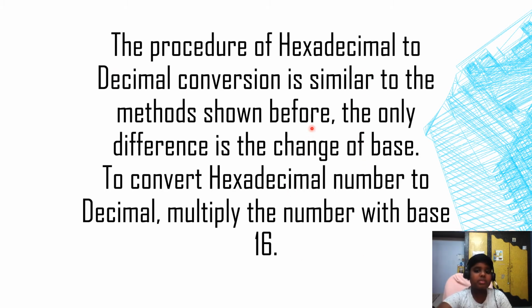To convert hexadecimal to decimal, multiply the digits with base 16: something into 16 to the power of 0, something into 16 to the power of 1, something into 16 to the power of 2, etc.